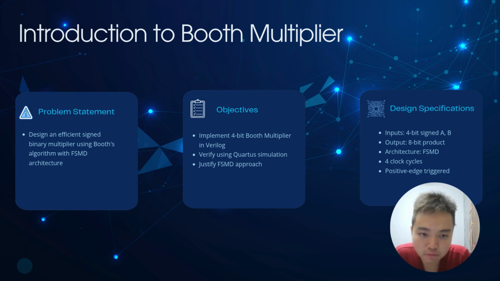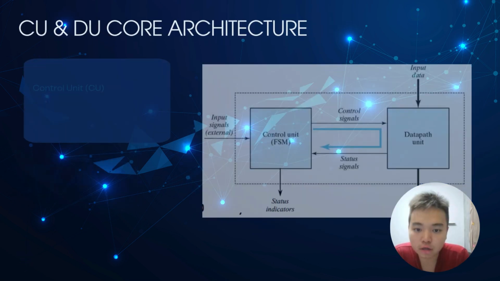In the design specification, we use the inputs A and B, and the inputs are 4 bits. When they multiply, we get back 8 bits, and we have 4 clock cycles to show the result after the two values multiply together.